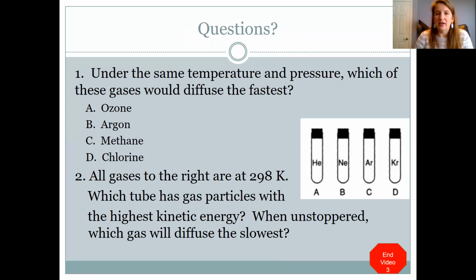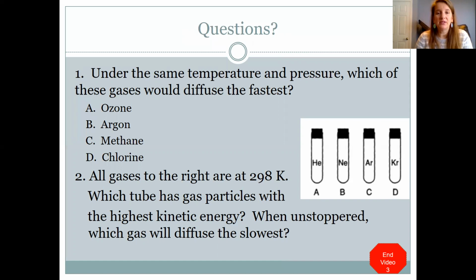All of the gases to the right are at 298 Kelvin. So remember, Kelvin is a measure of temperature. Which tube has gas particles with the highest kinetic energy? So looking at these particles here, we have helium, we have neon, we have argon, and we have krypton. So all noble gases. They're all at the same temperature. If they're all at the same temperature, that means they all have the same amount of kinetic energy. So their kinetic energy is the same.